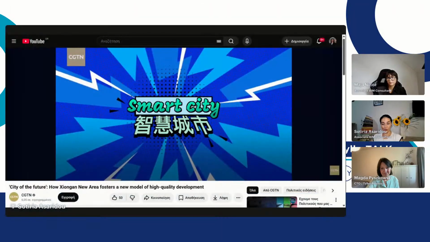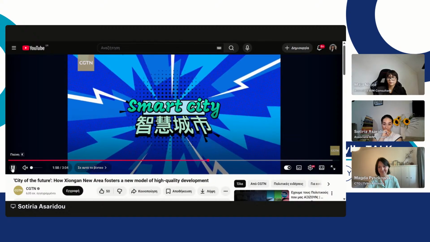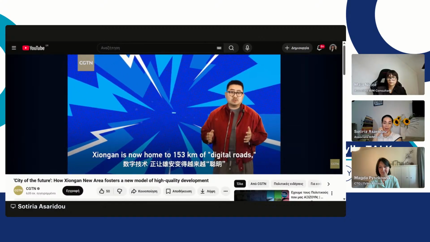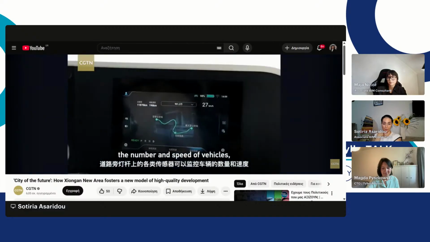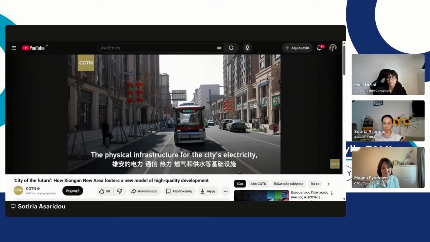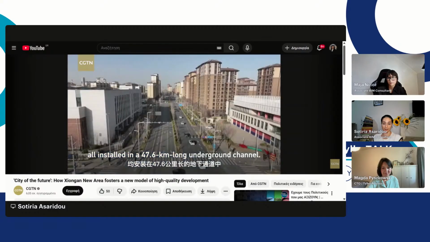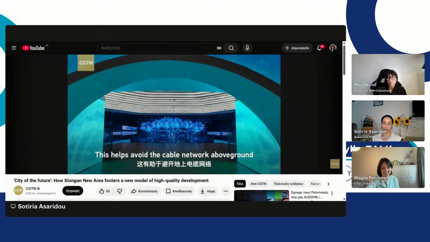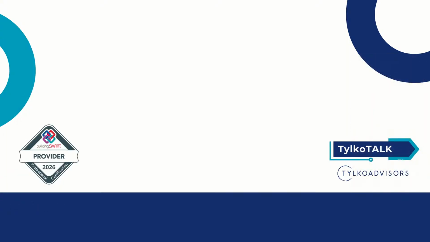It's called Xiong'an. I hope I'm pronouncing the name of the area correctly. Basically, what they're talking about here is that they use digital technology to make the city smarter, and they have 153 kilometers of digital roads where, through sensors, they're able to collect data from poles and from vehicles in order to reduce traffic jams and make the city move faster. All the communications, heat, gas, and electronics are installed below in underground channels. That way they don't interfere with the traffic, and they're able to collect all the useful data from those sources. And I think it's really great.